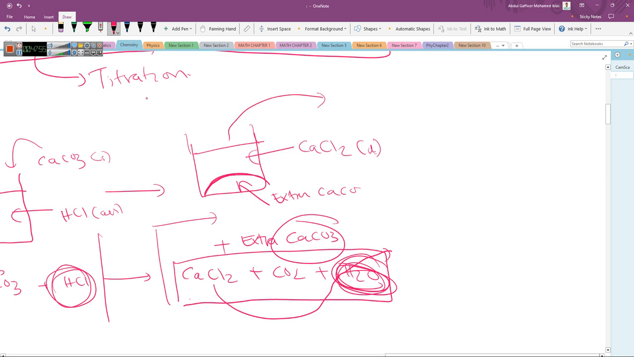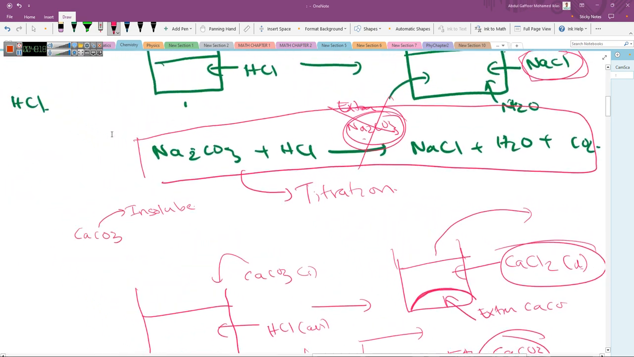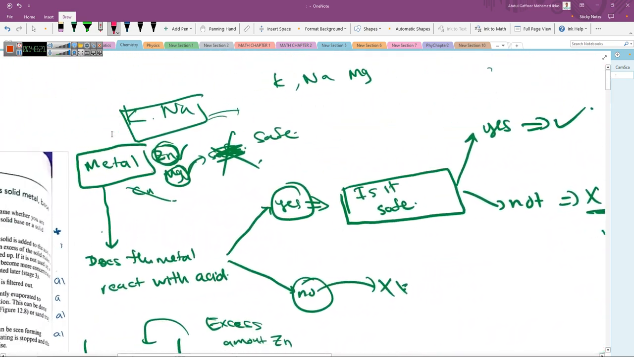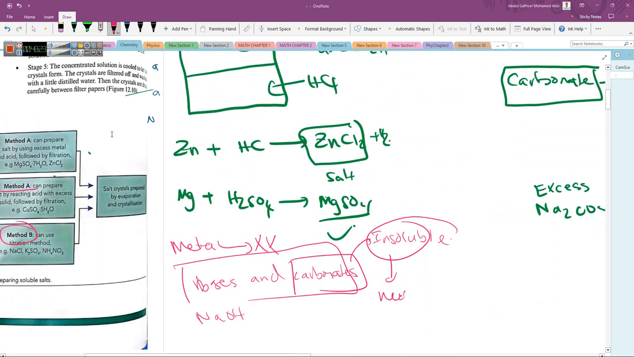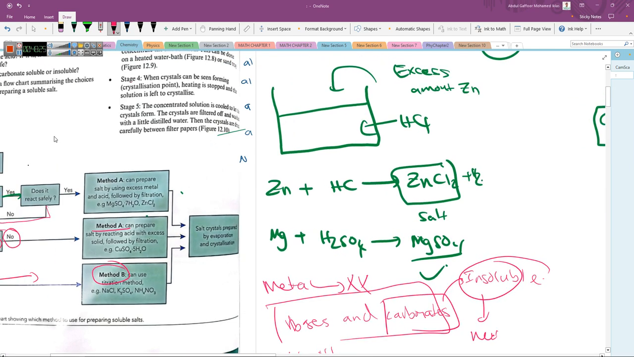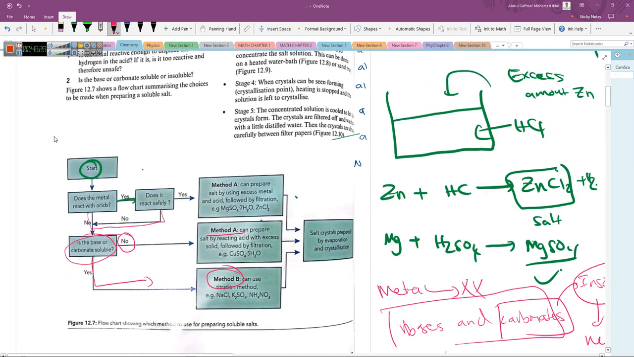Now when you filter, the extra amount of calcium carbonate that we used during the reaction will be collected in the residue, in the filter paper. Only the calcium chloride will go to the filtrate, and we can get calcium chloride crystals by evaporation and crystallization. So we have just studied everything regarding this flow chart.